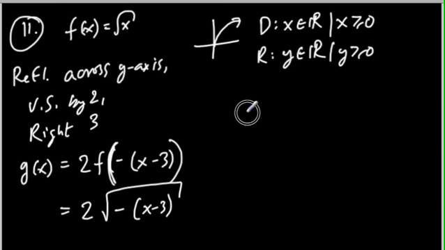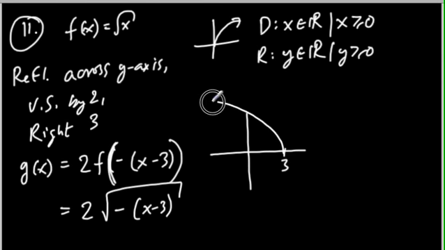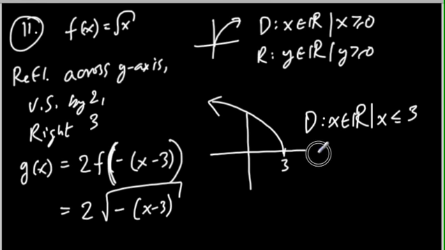So this will look like this: this is the original graph, reflection across y, and right by 3, so it's over here. And remember, the stretch will just make the shape of the graph go further up, but it won't change the direction. So it's going to go like that. So the domain is, as always, x is less than or equal to 3 because it's decreasing, and the range, since it's increasing up here, is y is greater than or equal to 0. Okay, so that's number 11.